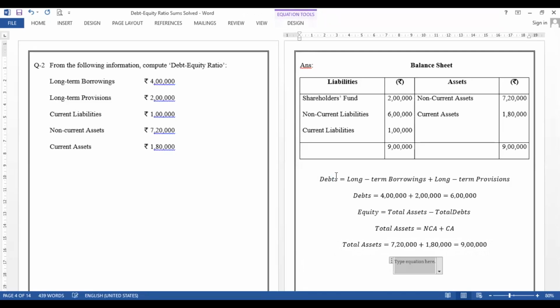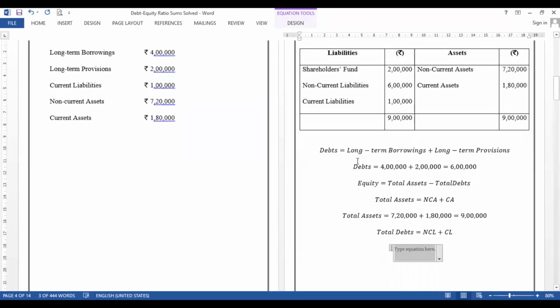Okay. After that, total debts. Now total debts will be equal to non-current liabilities plus current liabilities. Let us place the values over here. So total debts will be equal to non-current liabilities, which can be seen as rupees 6 lakh, plus current liabilities of rupees 1 lakh. So the total is 7 lakh rupees.